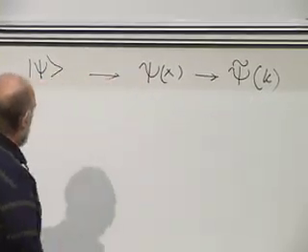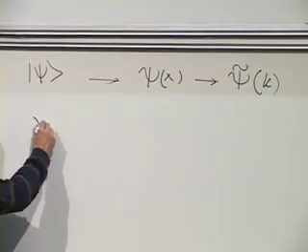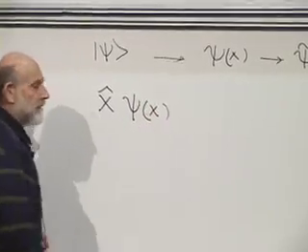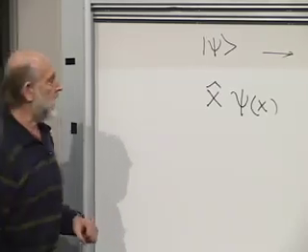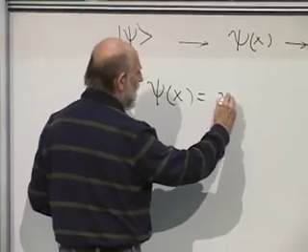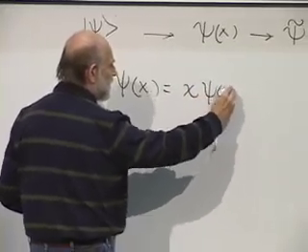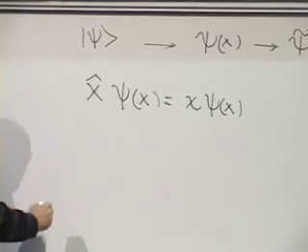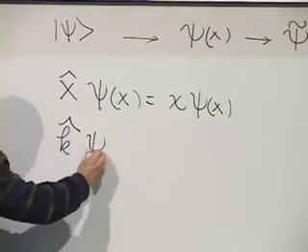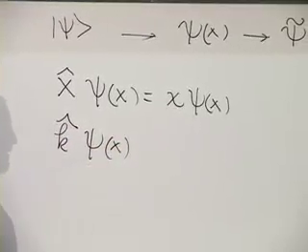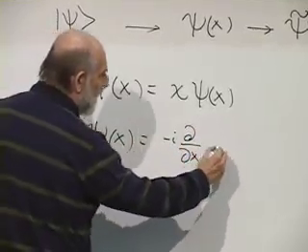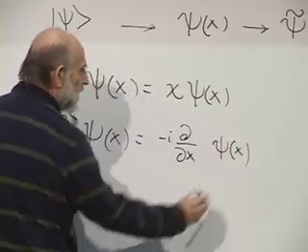Now, let me remind you, how does the position operator act on psi of x? What does it do? Multiplies by x. This is an operator now, it's not just coordinate x. It multiplies by x into psi of x. Okay. How about the momentum operator, k? Thought of as an operator. What does it do to psi of x? Minus i d by dx of psi of x.